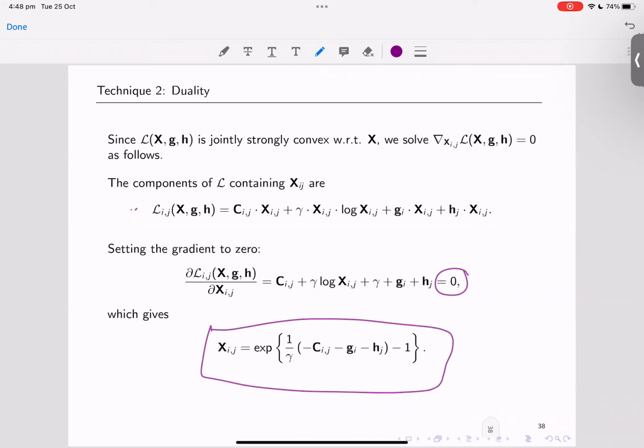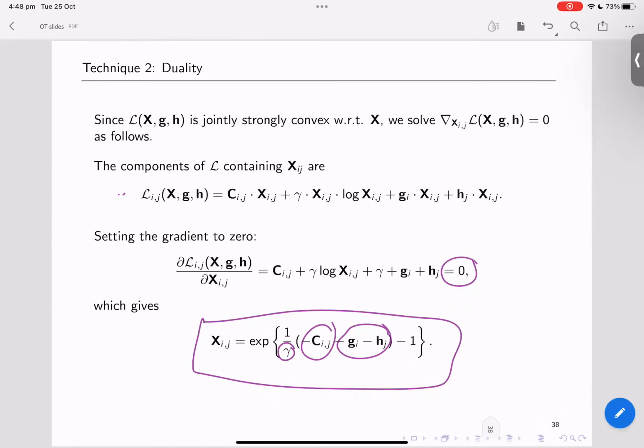So what does Xij depend on? It depends on this gamma, which we can set as a constant, right? It depends on Cij in here, which is also a constant because the cost matrix is not supposed to be varied. It also depends on these two dual variables. So these are going to be the variables that we will optimize in order to find the solution X. Make sense? Any question? Okay. Cool.